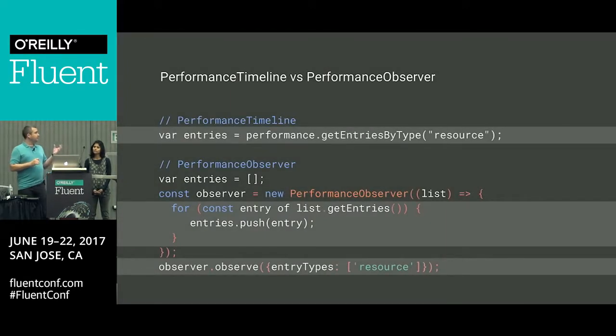If you've ever used something like navigation timing or resource timing or user timing before, you've probably heard of the performance timeline, or at least you've used it without knowing what it's called. The performance timeline is basically a buffer of all these performance events that have happened in the browser. So you do something like performance.getEntriesByType resource, and you would get all the resources, all the downloads that happened on the page. It's a synchronous way of getting these resources. You get an array back of everything that happened up until that point, and it's recorded for the entire page load. That's a performance timeline.